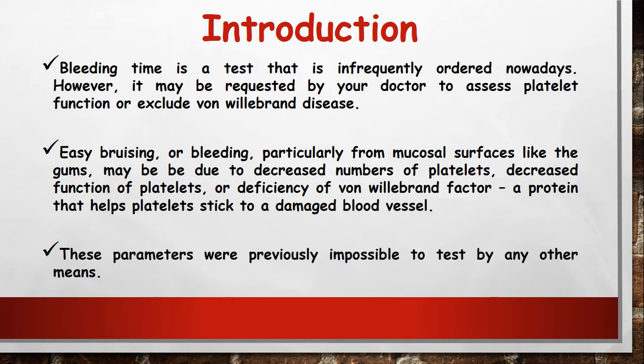Now introduction. The bleeding time is a test that is infrequently ordered nowadays. However, it may be requested by your doctor to assess platelet function or exclude von Willebrand disease. Easy bruising or bleeding, particularly from mucosal surfaces like the gums, may be due to decreased number of platelets, decreased function of platelets, or deficiency of von Willebrand factor, a protein that helps platelets stick to a damaged blood vessel. And these parameters were previously impossible to test by any other means.